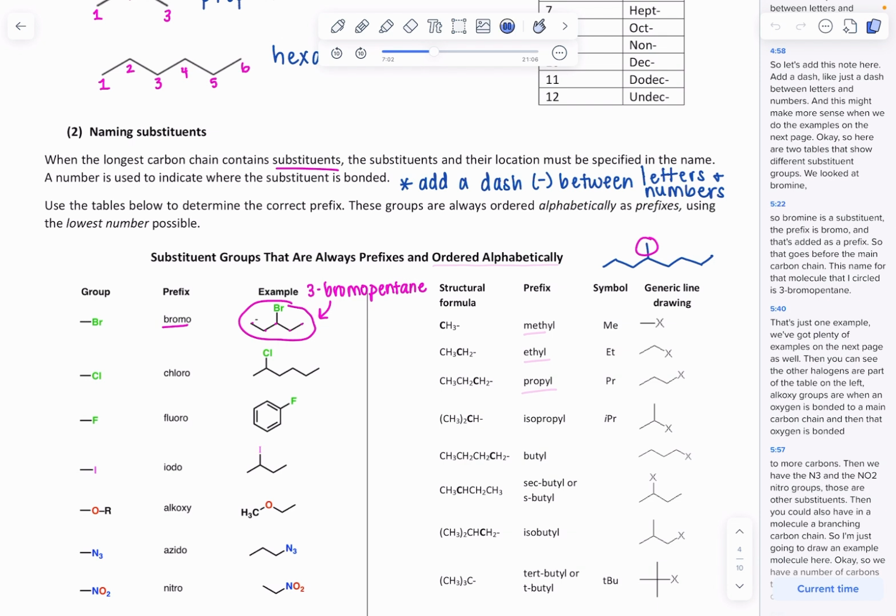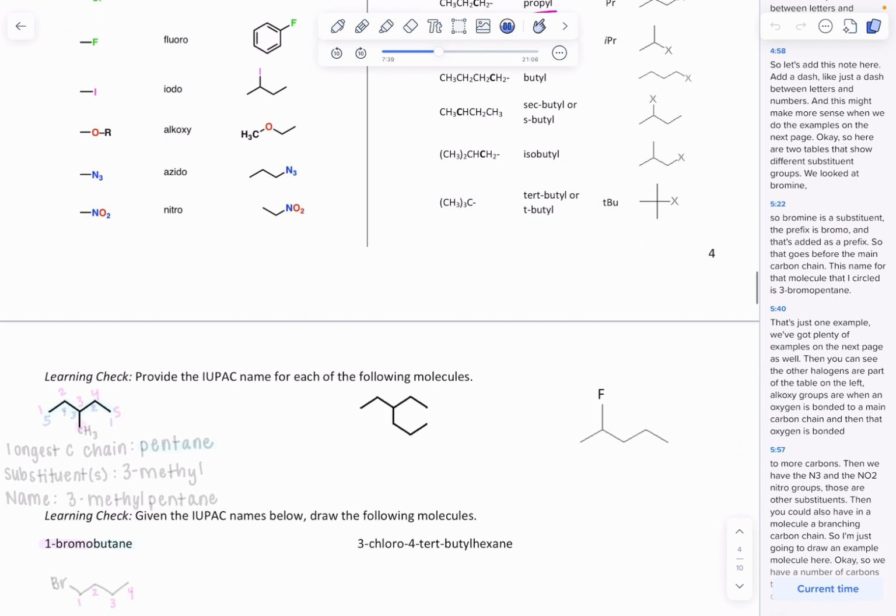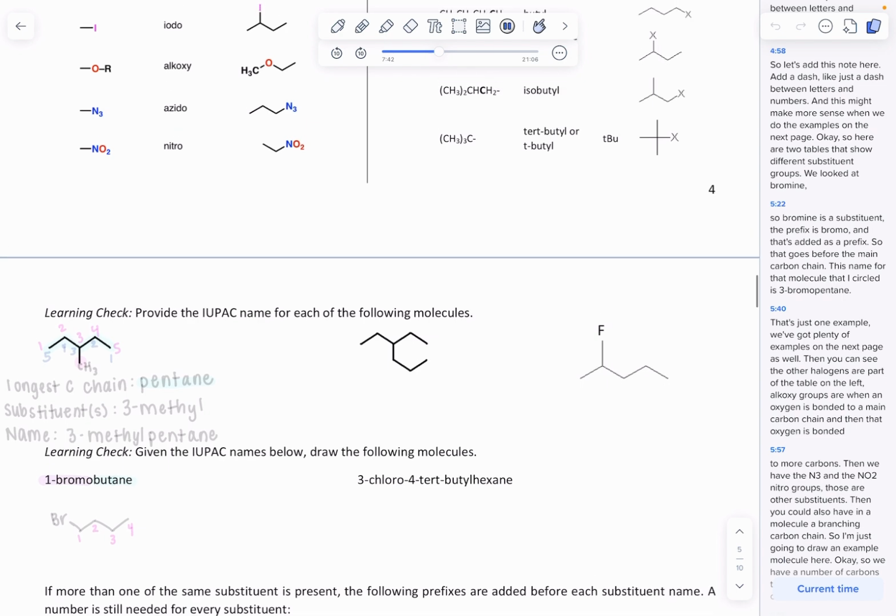So the table on the right has all carbon-based substituents, and the names follow the names in our previous table. So if one carbon is a substituent, we have meth there, but then the end of the prefix name is yl. 2 carbons, ethyl, 3 carbons, propyl, and then the remaining groups here, at least most of them, are some specially bonded groups. And we'll come back to these to talk about how to name and use these prefixes. Let's go ahead to the next page and try some of these learning checks.